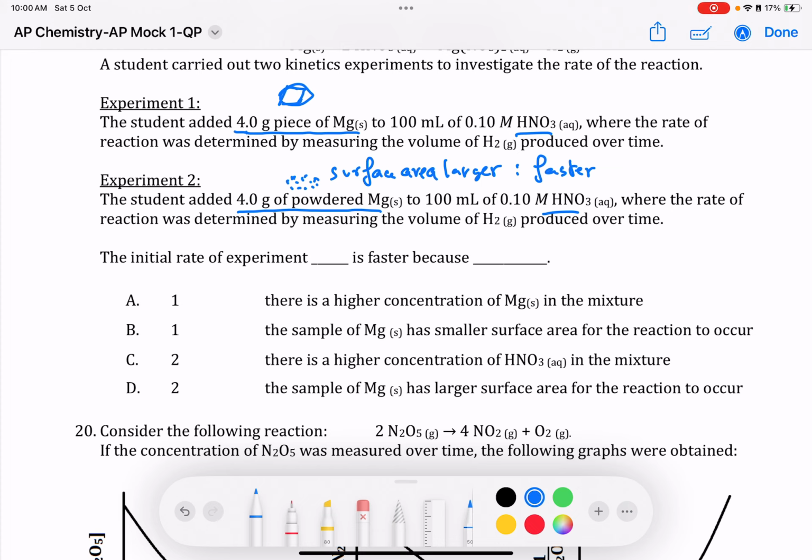and the reaction will be faster. They determined the rate of the reaction by measuring the volume of the collected hydrogen gas. Now, the initial rate of the experiment, which one is faster? Experiment 2 is faster because it's not about the concentration. We used the same concentration, so it's about the larger surface area.